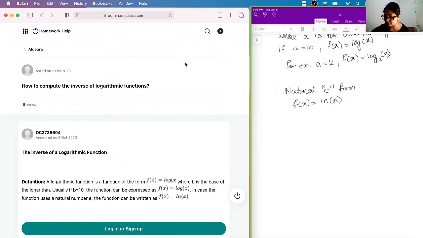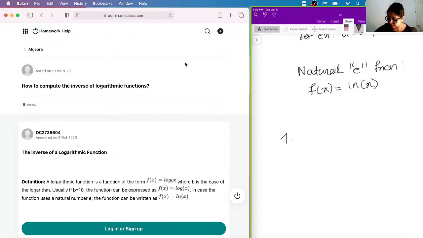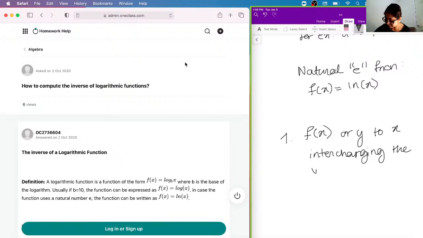And so basically, to get the inverse of a log function, you would have to follow some steps. The steps in order to get an inverse of a logarithmic function would be, first of all, to replace f of x with y, or y with x. So you're just interchanging the variables. In place where there's a y, you place an x, and vice versa.